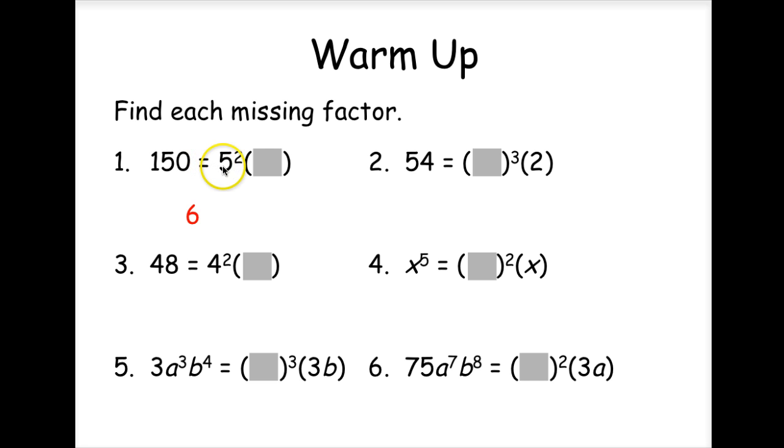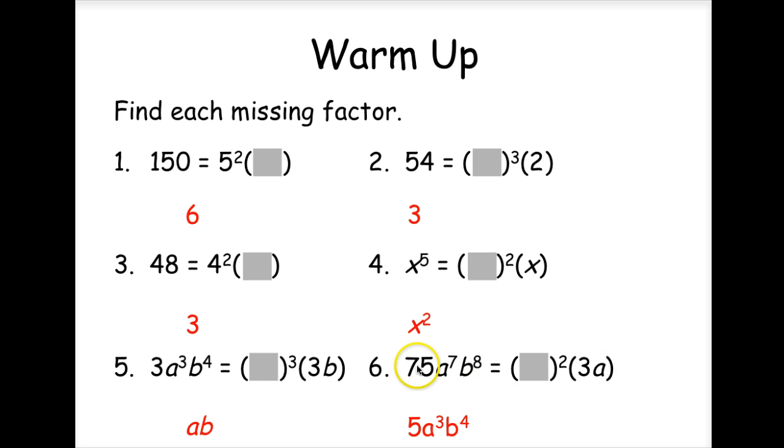5 squared is 25, so 150 divided by 25 gives us 6. 54 divided by 2 would be 27, so 3 to the third. 16 goes into 48 3 times. Here we have 1 x, and we need 4 more, so x squared squared. 2 times 2 gives us that 4. We have a 3 and we have a b, so we need 3 a's and 3 b's, so the missing factor is ab.